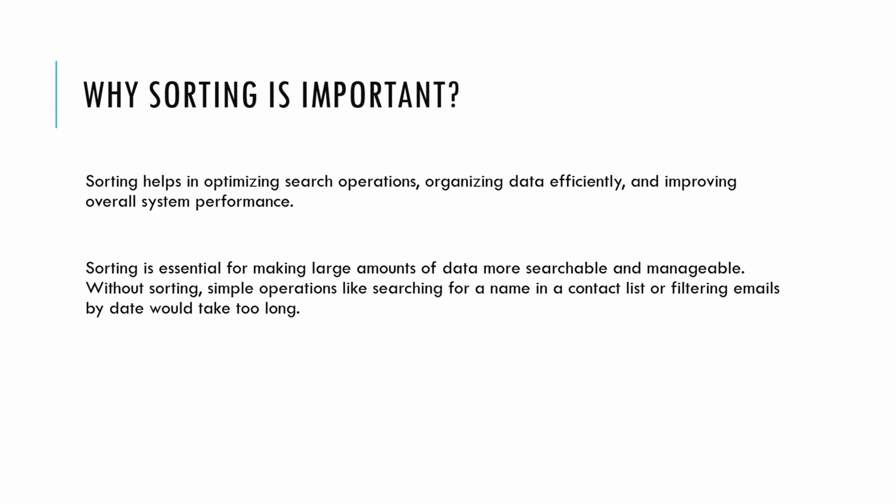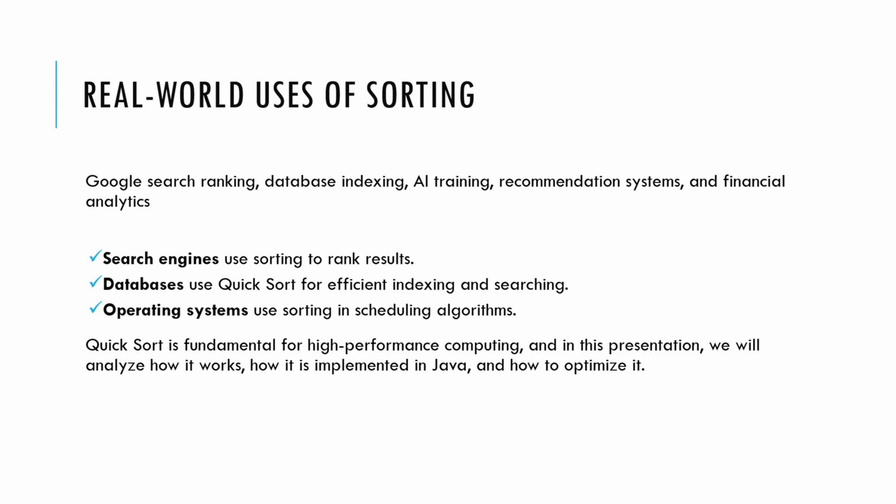For example, search engines use sorting to rank results, databases use quicksort for efficient indexing and searching, and operating systems use it for scheduling algorithms. So quicksort is fundamental for high performance computing. And today we will analyze in this presentation how it works, how it's implemented in Java, and how to optimize it.